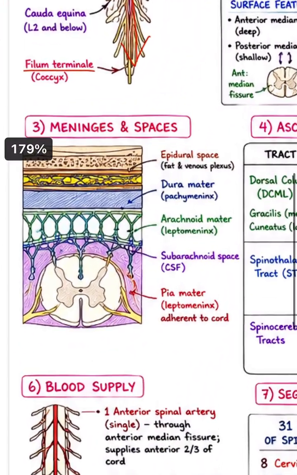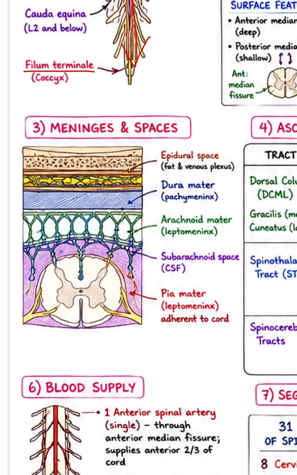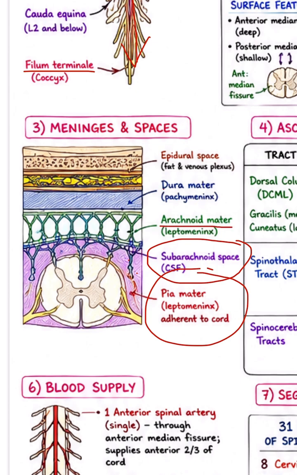Okay. Now the meninges. First of all, there is pia mater, leptomeninges, that is adherent to the cord. Then there is CSF around it in the subarachnoid space. Then there is arachnoid mater, dura mater, and epidural space.